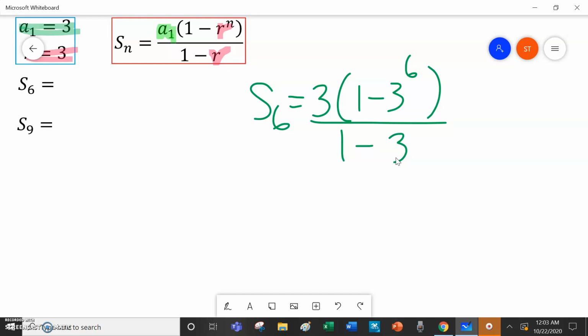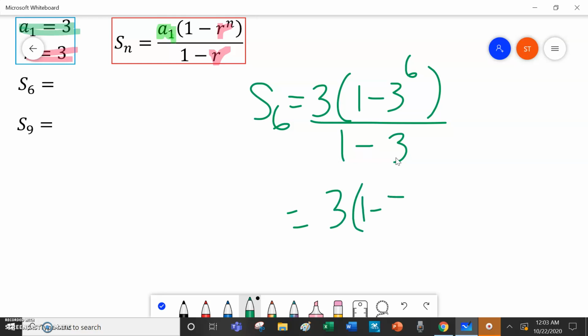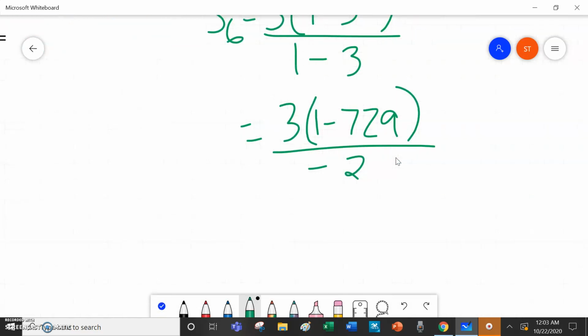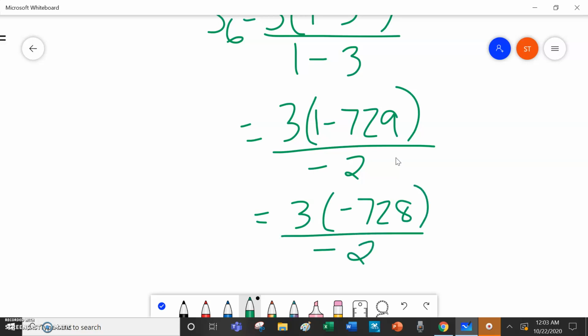I'm doing my exponent first. 3 to the 6th power is 729. So my next level of this, 3 times 1 minus 729. I can do my denominator. 1 minus 3 is negative 2. As I continue this, 1 minus 729 is negative 728. So I have 3 times negative 728, all divided by negative 2.